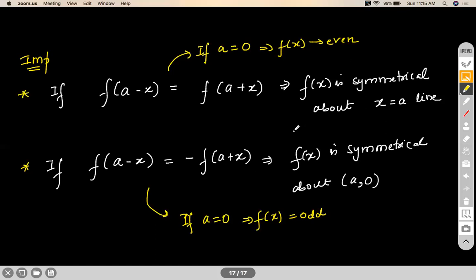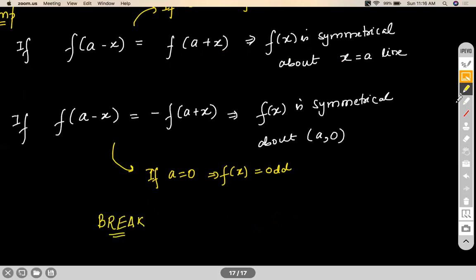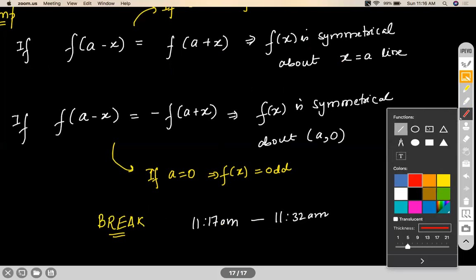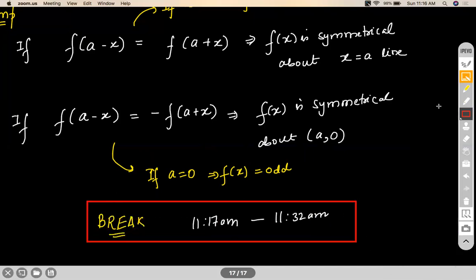Okay. So what I'll do is I'll take a quick break over here. I'm sure most of you would be hungry now. So let's take a break. Right now, the time, I'm assuming it's 11:17 a.m. We'll meet at 11:32 a.m. with more questions on functional equations. I think I'll not be able to do much in definite integrals, but I'll see if I can start the topic. Okay. See you after the break.